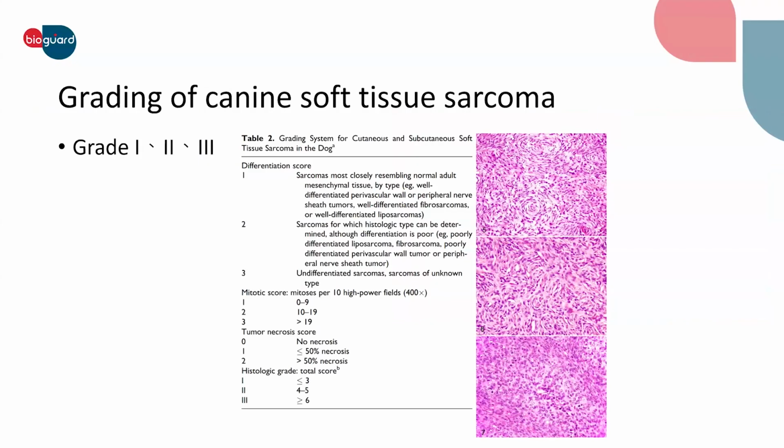Let's take a look at the grading of soft tissue sarcomas, which include fibrosarcoma, perivascular wall tumors, nerve sheath tumors, and others. The grading is based on 3 histologic features, each scored individually. And then we can get the differentiation score. And the other features include the mitotic score and tumor necrosis score. So then we can get the histological grade.